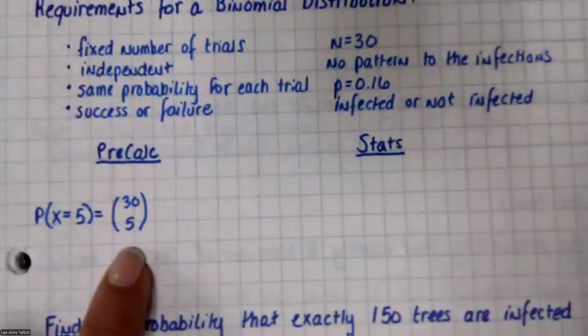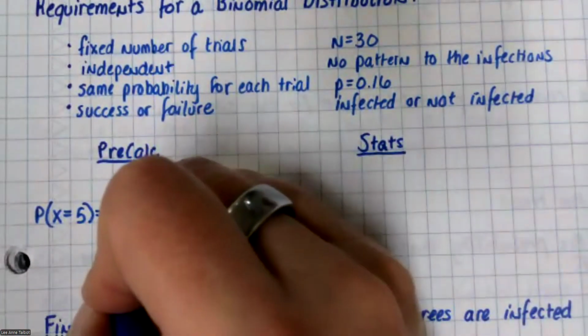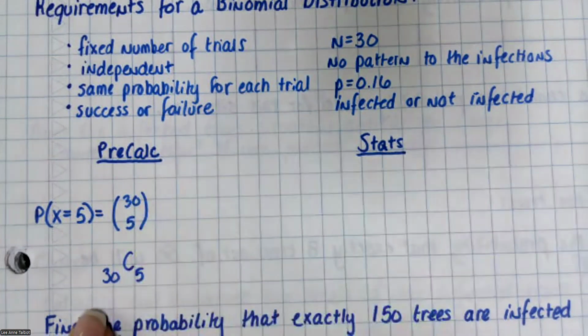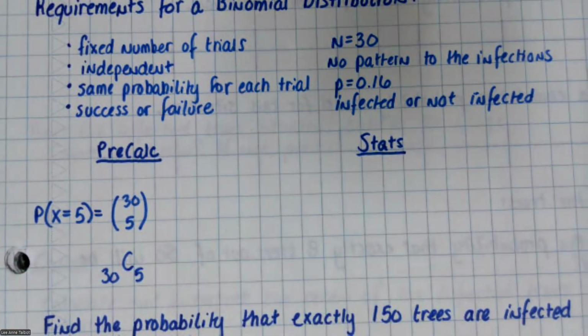So what does this mean? This is stats notation for 30 combination 5, 30 choose 5. It means how many groups of 5 can I make out of 30 objects? It's going to be a large number. Okay, luckily we have a calculator.